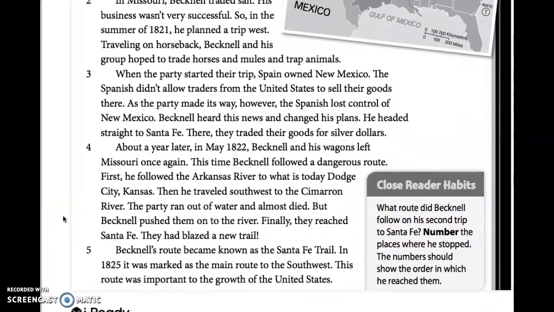About a year later, in May 1822, Becknell and his wagons left Missouri once again. This time, Becknell followed a dangerous route.